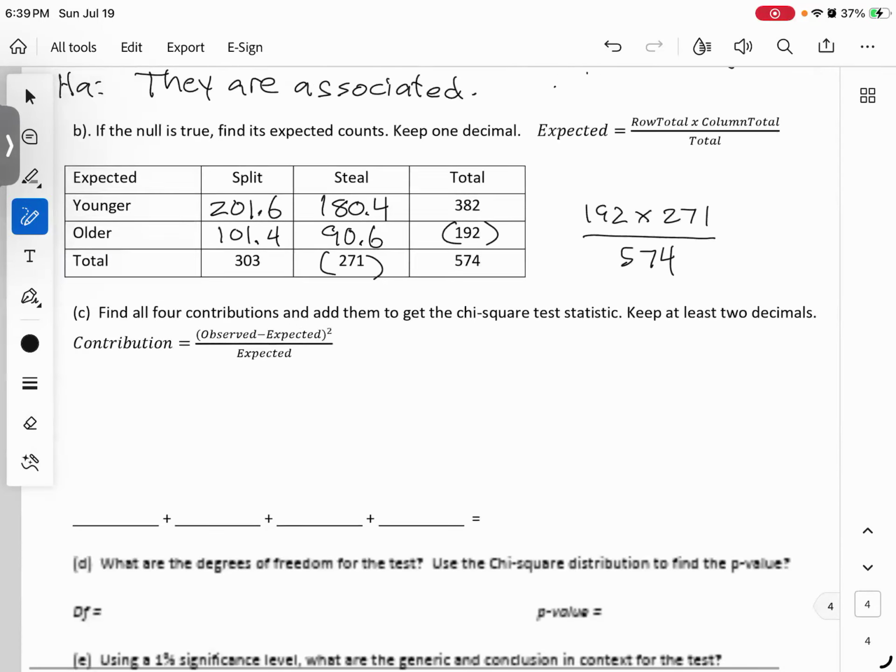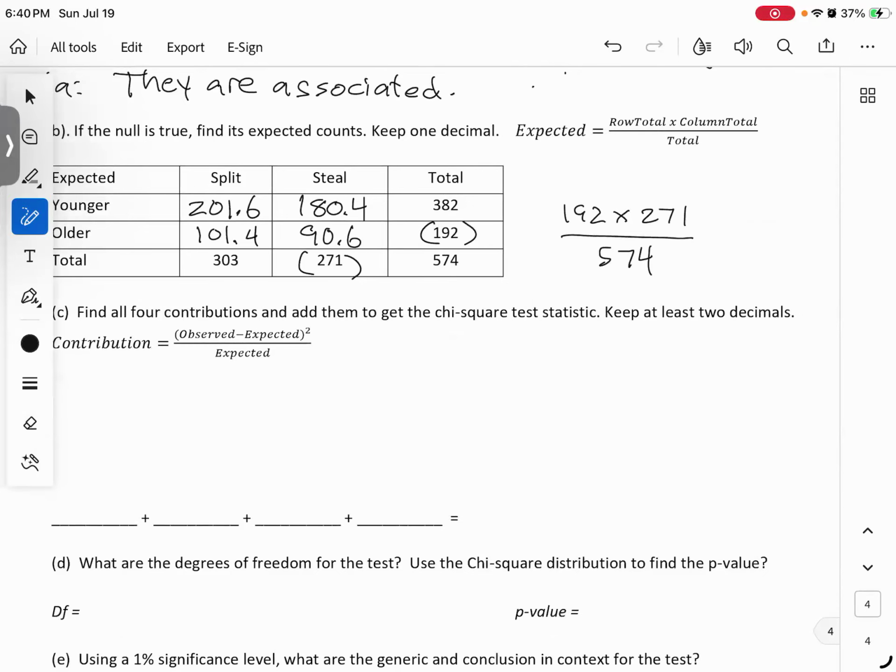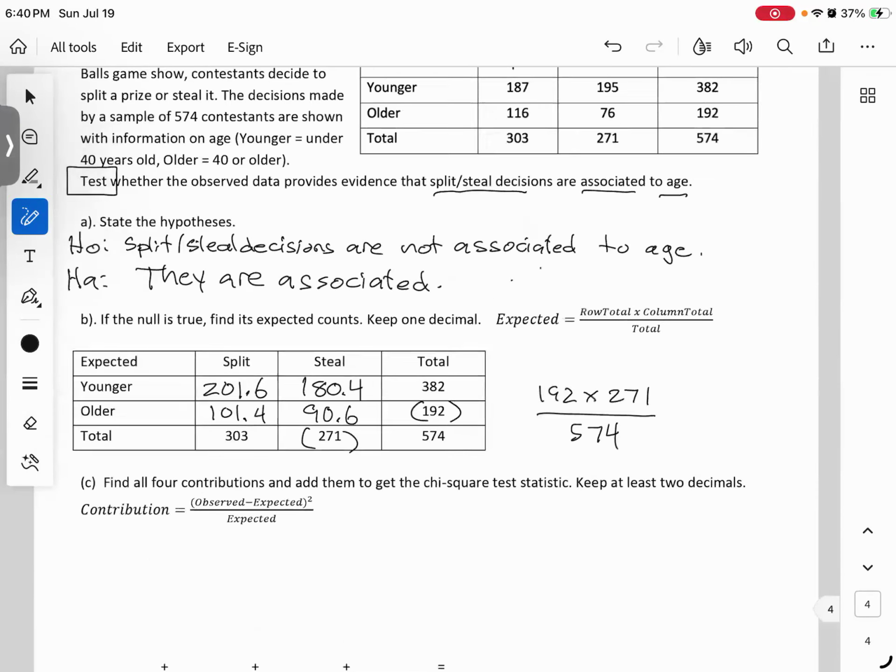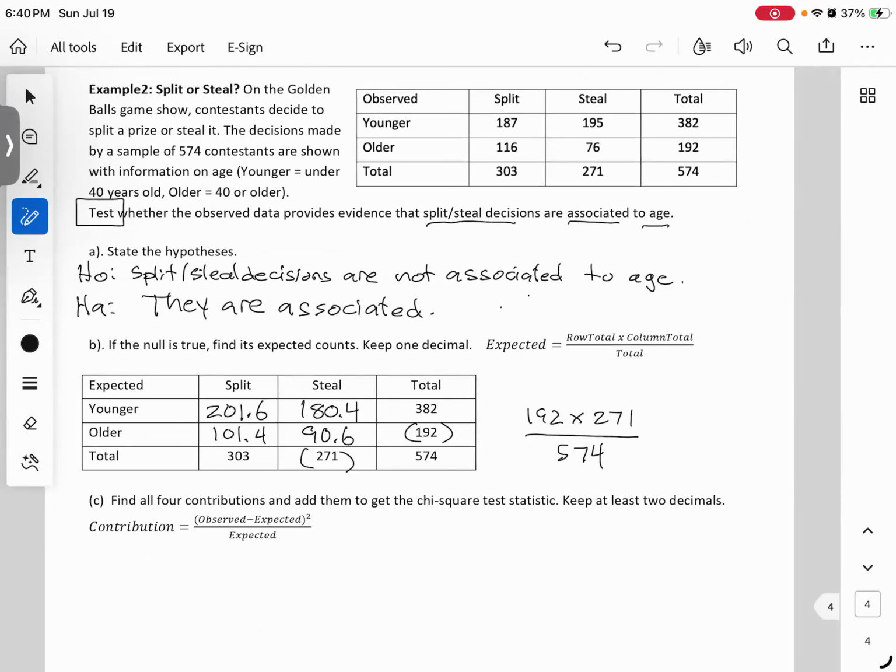Now, with these, we're going to do the contributions, which I'll try to get all into my screen. We're going to start off with the 187, which is way up at the top, and that's going to go with the 201.6. So you just got to make sure you use corresponding observed and expected values.